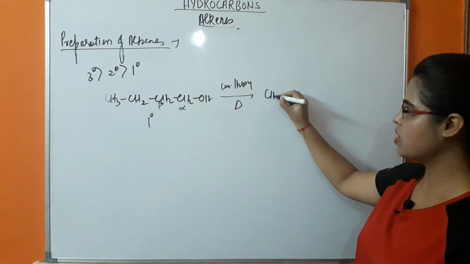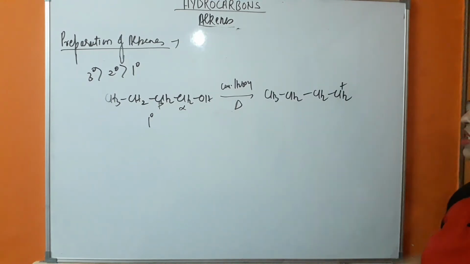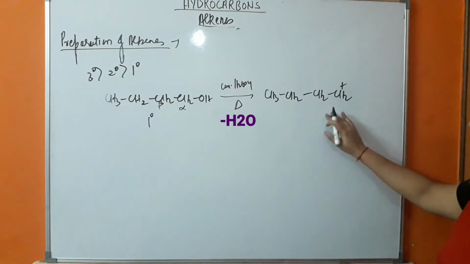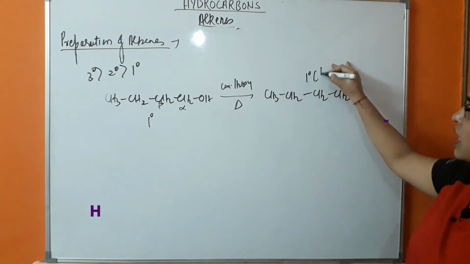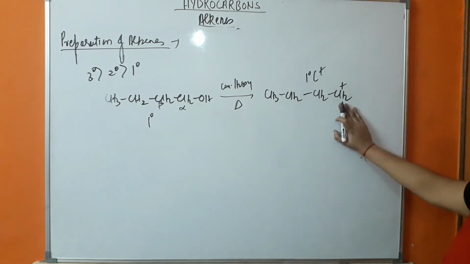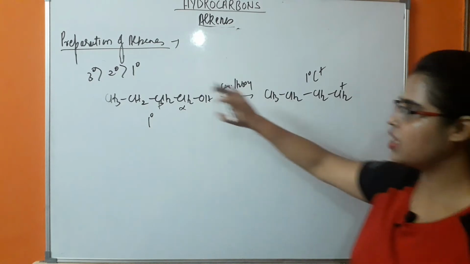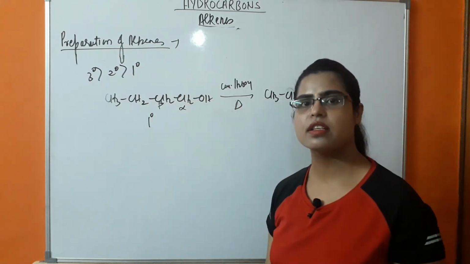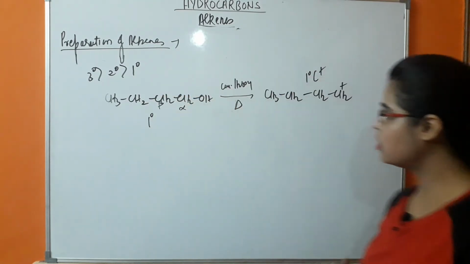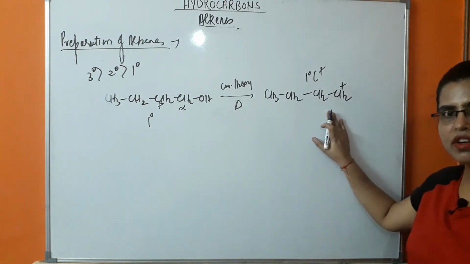Next step, CH2 plus. So what is happening in this case? In this case there is formation of 1 degree carbocation. This is 1 degree carbocation and we know that the 1 degree carbocation is least stable. So in this case rearrangement will take place.